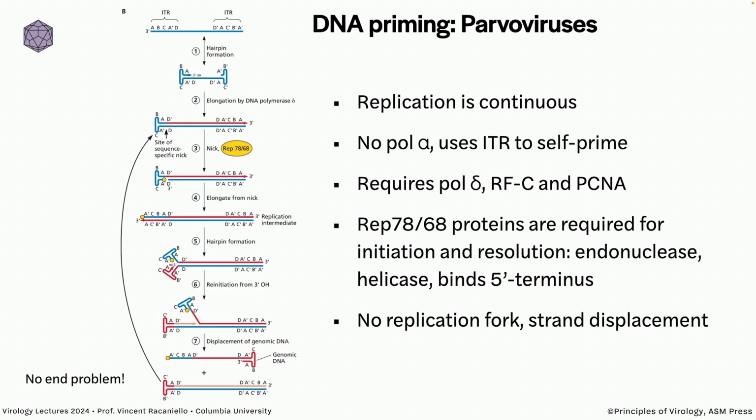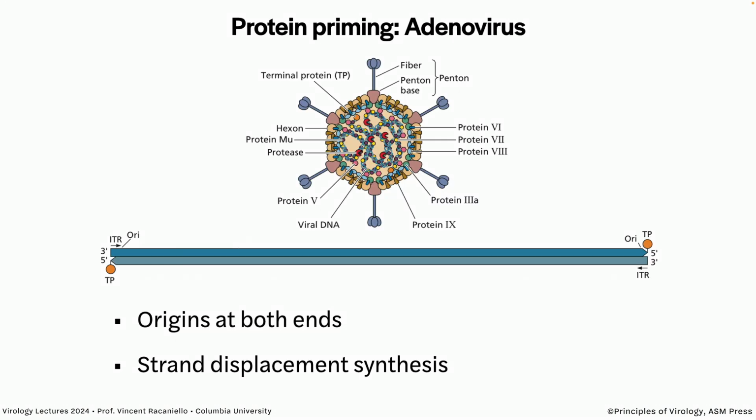Okay, so this is strand displacement. And all these strands that are made will eventually be incorporated into viral particles. So it's an interesting way of getting around the end problem because you're priming right at the end. And there's no loss, and you don't have RNA, which you remove, so there's no end problem.